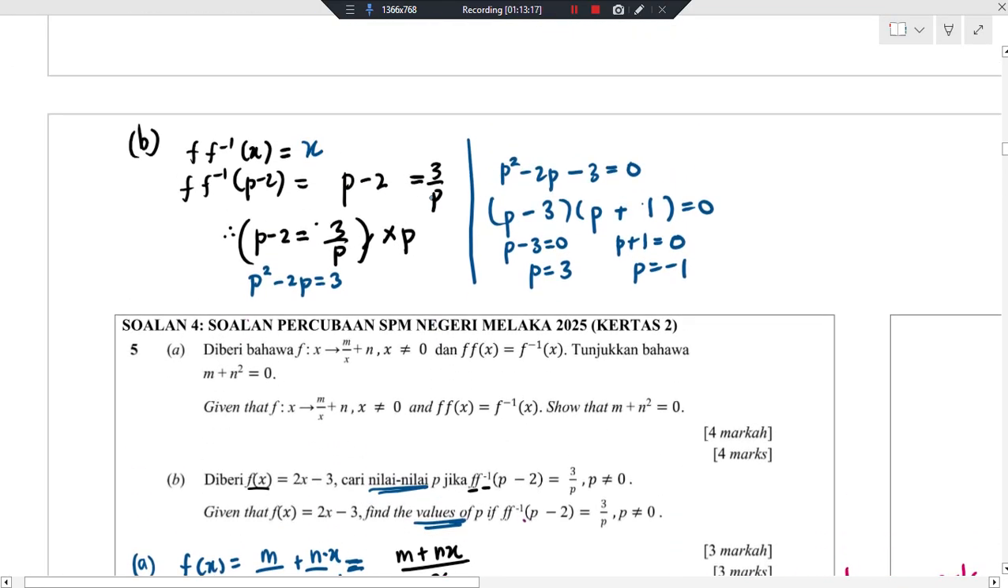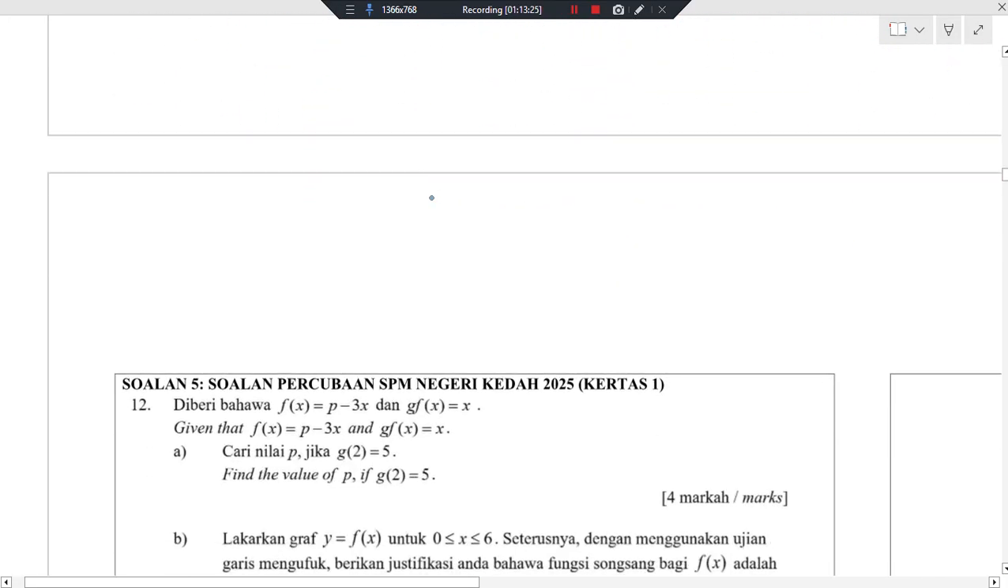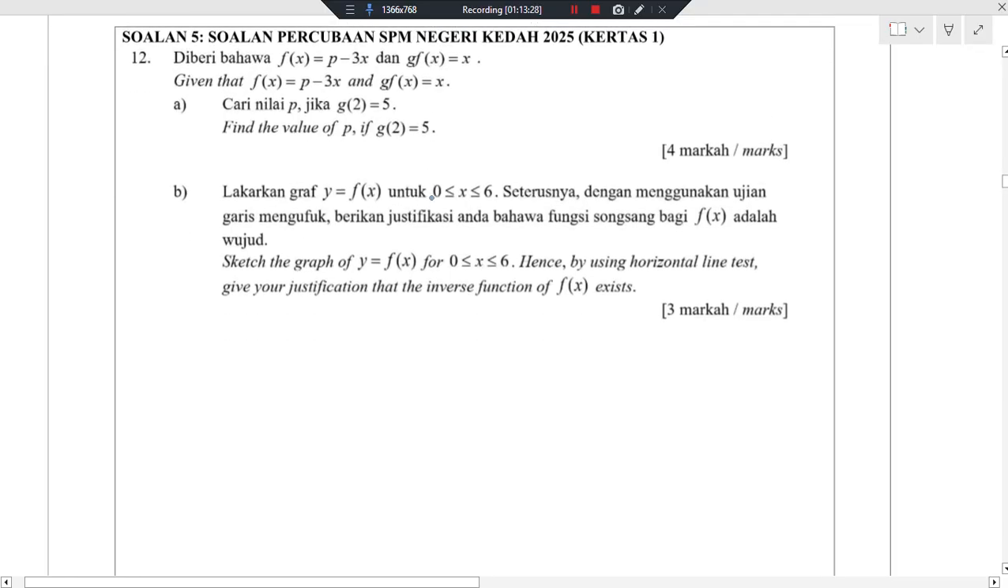Soalan 12. Ada arrow lagi. Okay. Soalan 5 lah. Jangan tengok sini, tengok atas.